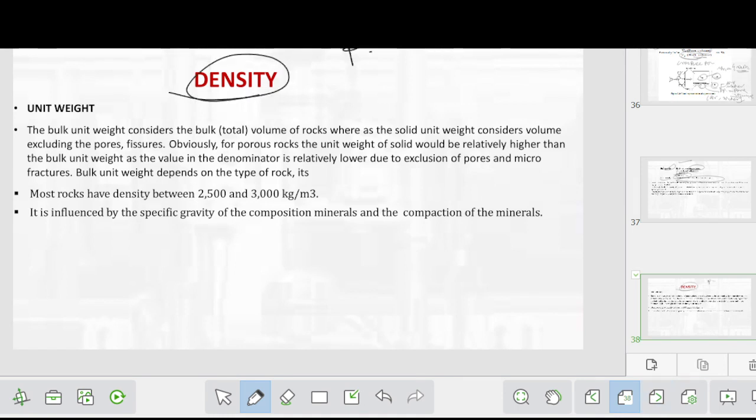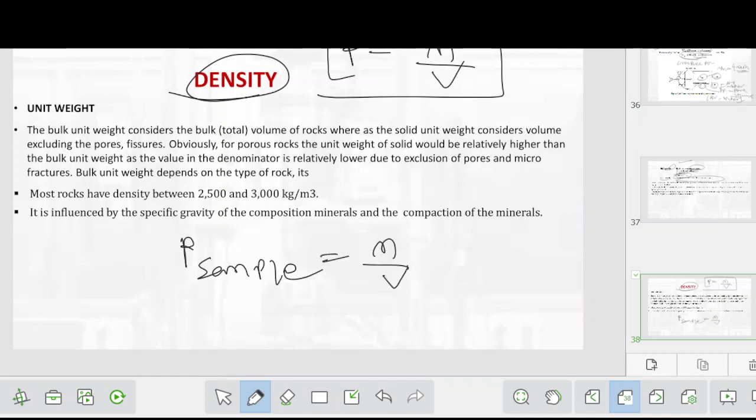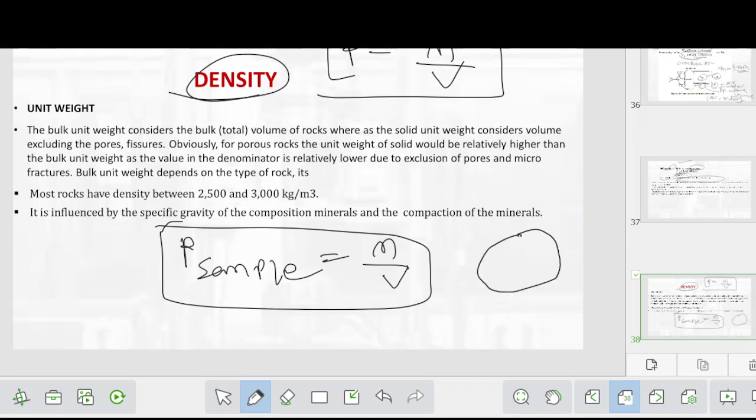What is density? Mass per volume. Am I right or wrong? So this is the density of the sample. It is mass per overall volume. Suppose this is a rock sample. If you have to calculate its density, then you have to take the whole mass of the sample divided by the volume of the sample, or bulk volume, right?